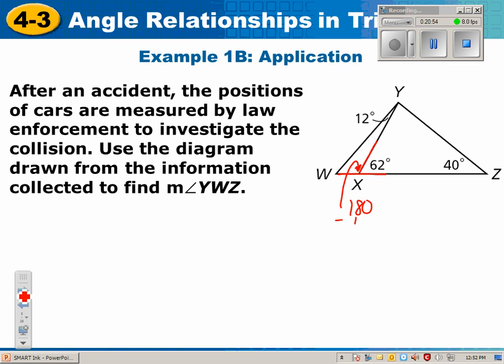So 180 minus 162, they told you was 118, but they didn't need to. You should have been able to find that that was 118, and I expect you to be able to on the homework. 118 degrees is this angle. This one is 12. So what is YWZ? How did you get 42?